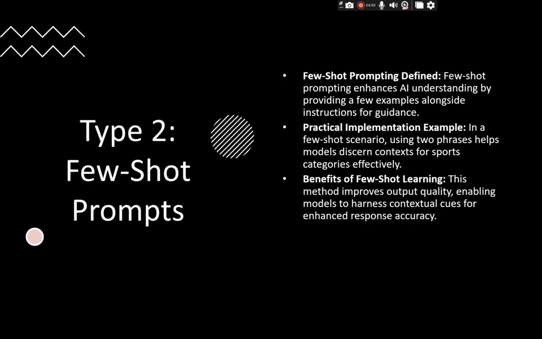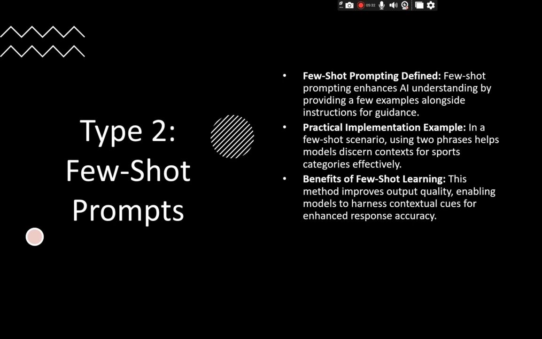Now talking about type 2, that is few-shot. In few-shot prompting, we give some examples to the model along with the instructions, so that the model can get insights from the examples and give the results based on that. There can be few-shot, zero-shot, or one-shot prompts also. Based on the number of examples that you want to give, it is categorized into three different types.